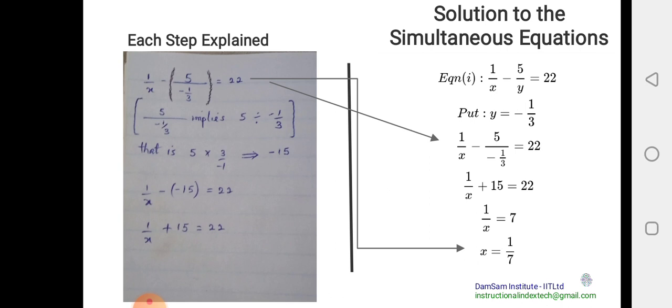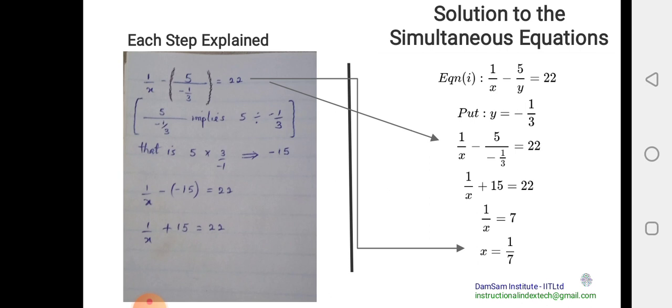We are considering equation 1 now. We substitute y into equation 1, and after we have done that, we have this equation: 1 over x minus 5 over negative 1 over 3 is equal to 22. This is what we simplify to move to the final answer of the value of x. The simplified process is explained under this section of each step explained.